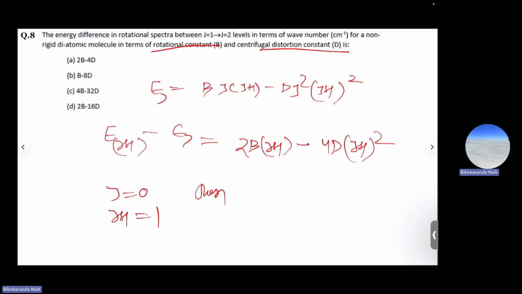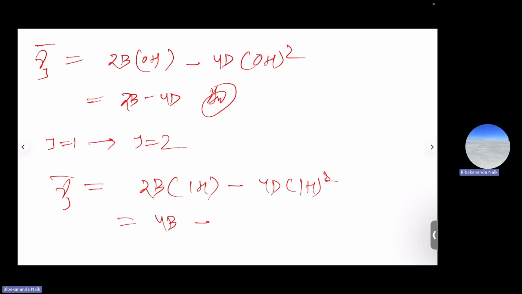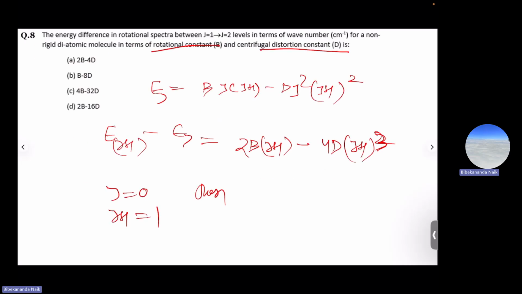this is (J+1) cube, not (J+1) square. So it will be cube. So it will be 4D into 8. It will be 4B minus 32D. So the correct option is option C, 4B minus 32D.